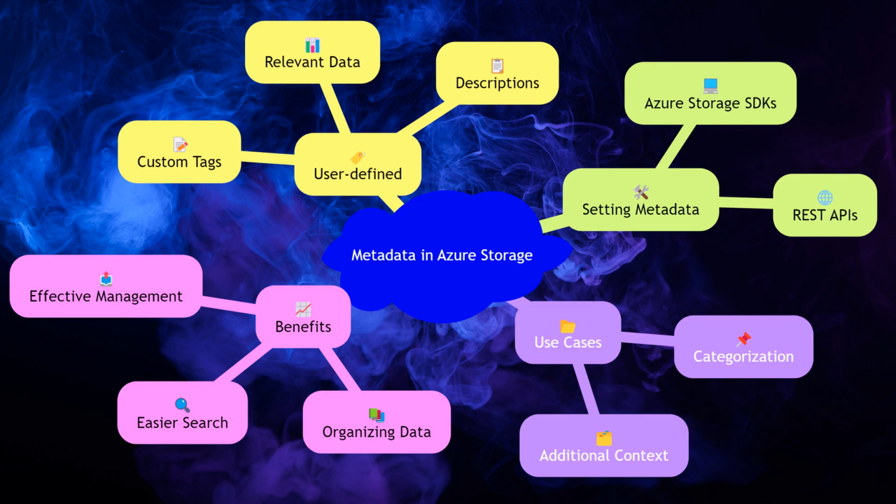Metadata in Azure Storage is user-defined and can be set to store additional information about storage objects. This can include custom tags, descriptions, or any other relevant data. Setting metadata is done using Azure Storage SDKs or REST APIs. For example, you can add metadata to a blob to categorize it or provide additional context. This helps in organizing and managing your data more effectively, making it easier to search and retrieve specific objects.